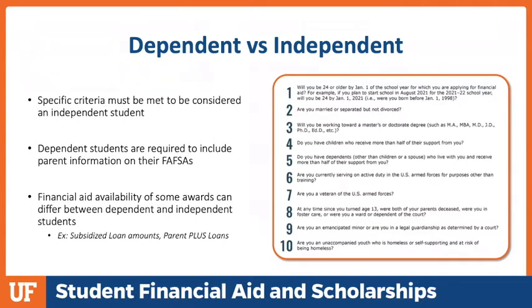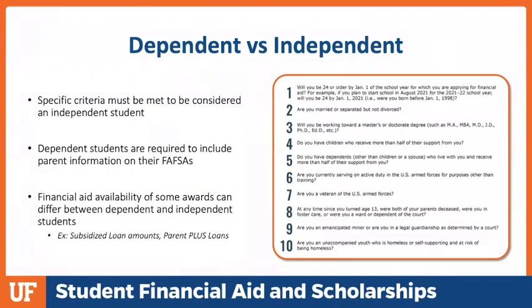At any time since you turned age 13, were both of your parents deceased? Were you in foster care, or were you a ward or dependent of the court? Are you an emancipated minor, or are you in a legal guardianship as determined by court? Are you an unaccompanied youth who is homeless or self-supporting and at risk of being homeless? These 10 questions, if you answer yes to any one of them, you would be considered an independent student.